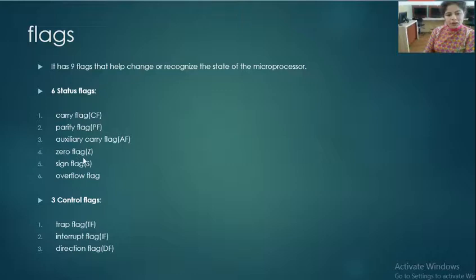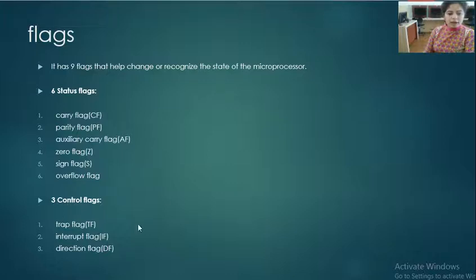Next is zero flag. If the value of the result is 0, the flag will be set, otherwise it will be reset. Sign flag. Sign flag tells whether the result is positive or negative. Sign flag will be set to 1 if the result is minus, otherwise it will be set to 0. Next is overflow flag. Overflow flag tells whether there is overflow or not. Overflow means there is not sufficient space to store the data. So that is overflow condition. So there are total 6 status flags in 8086.